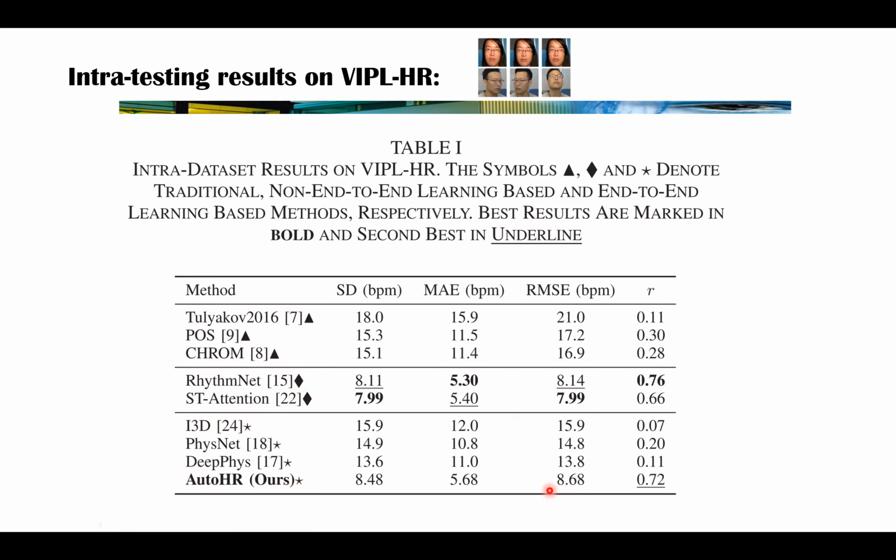It is clear that our AutoHR, compared with other end-to-end methods, gets better performance. But there is still a gap between end-to-end learning methods and non end-to-end learning methods, right? You can see these two methods can easily beat all the end-to-end methods. So maybe a further step is needed to improve the performance of end-to-end learning methods.